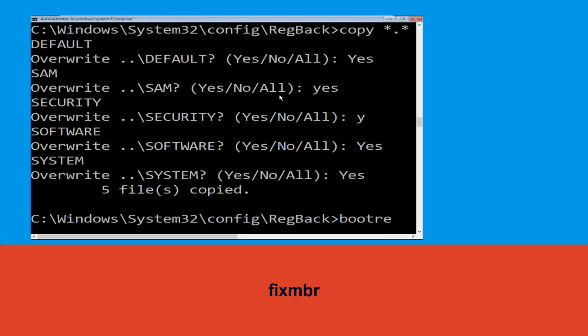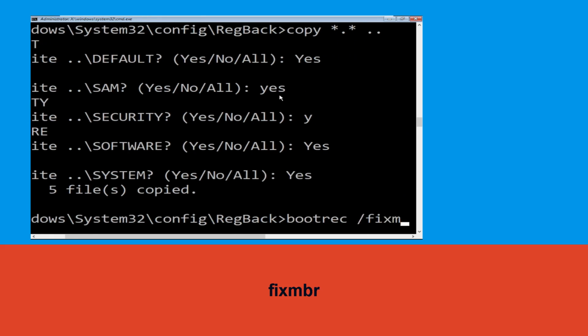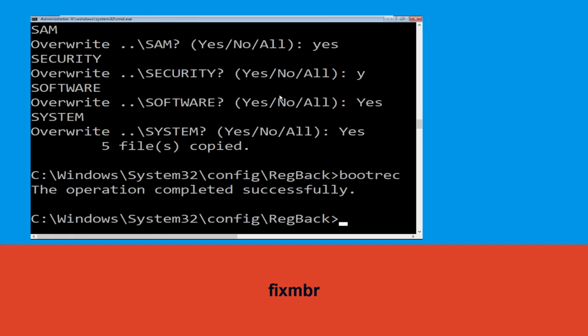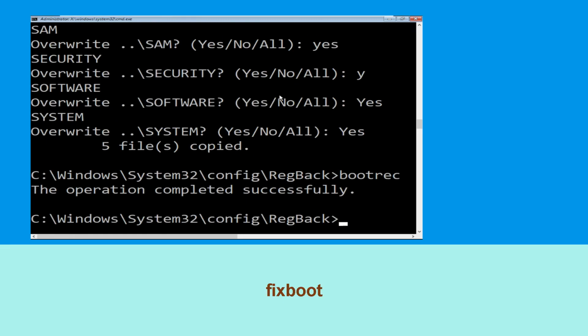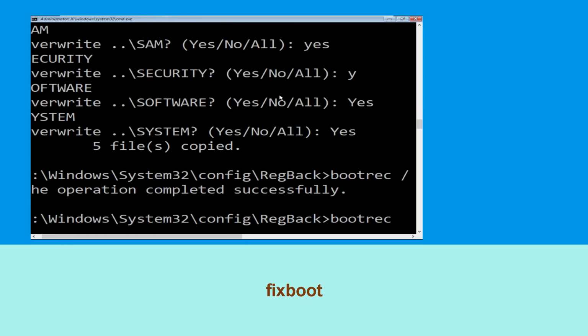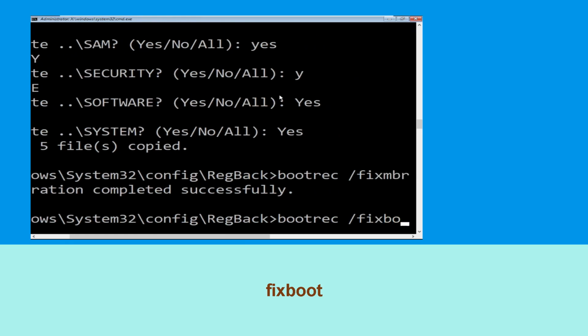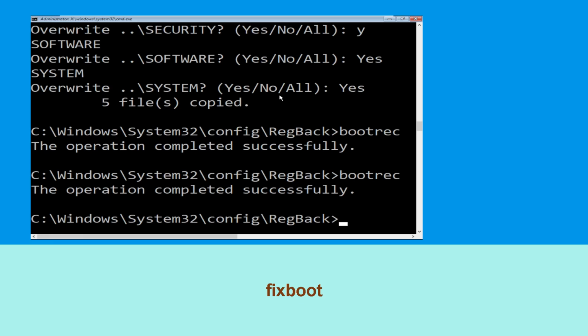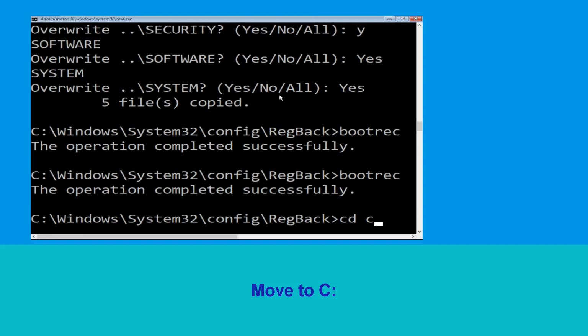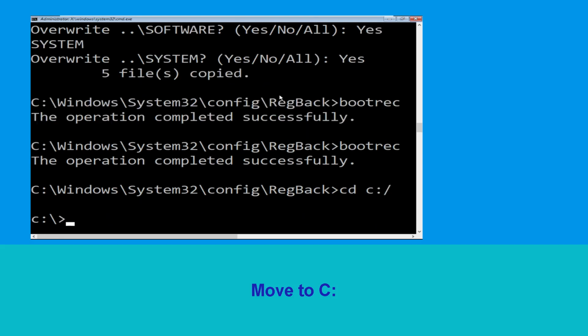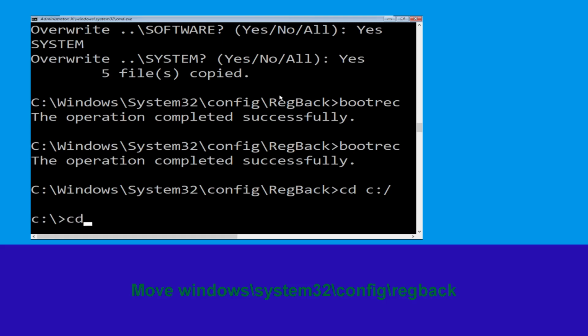Now type bootrec /fixmbr and hit enter to execute the command. Now execute this command. Type in bootrec /fixboot and hit enter. Now execute this command cd c:\. Now type cd windows\system32\config\regback and hit enter to execute.